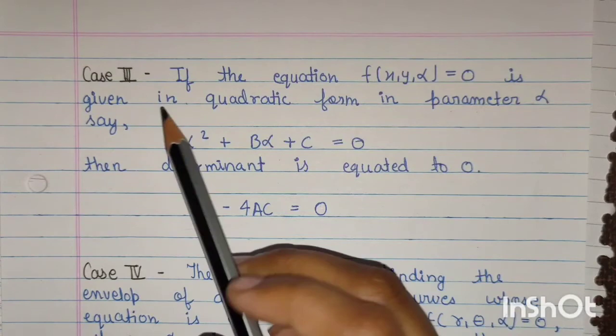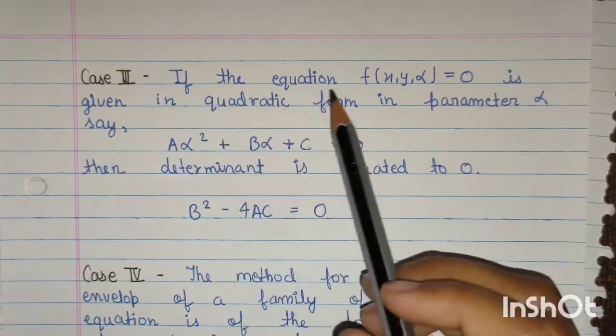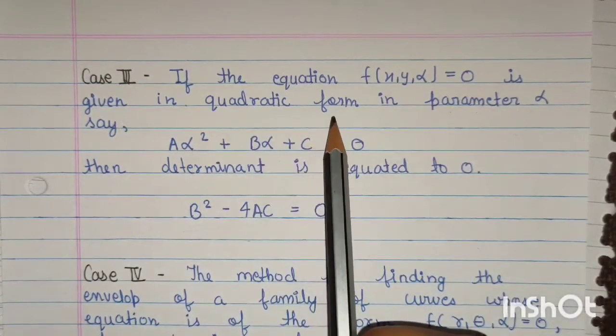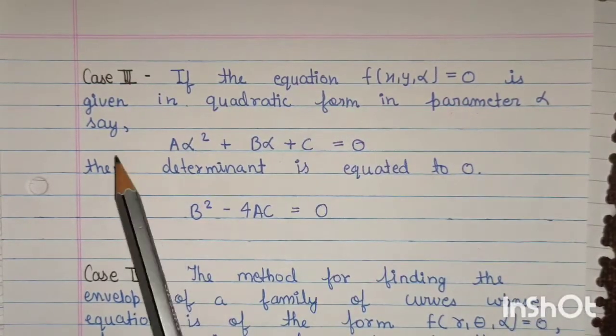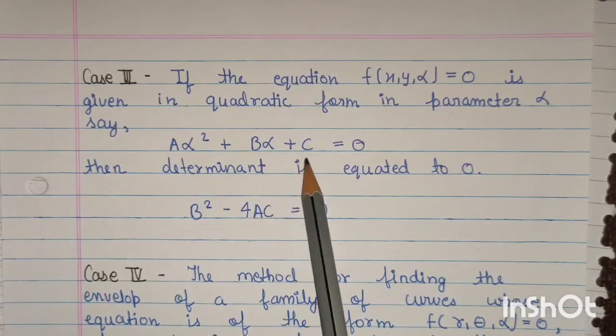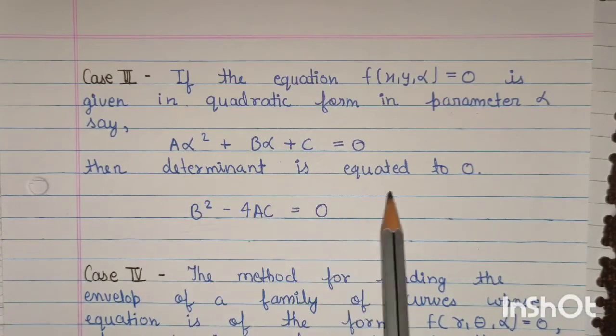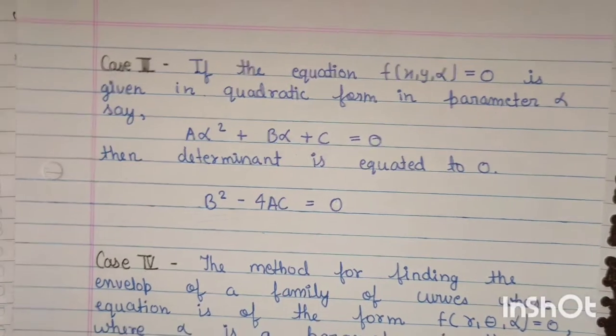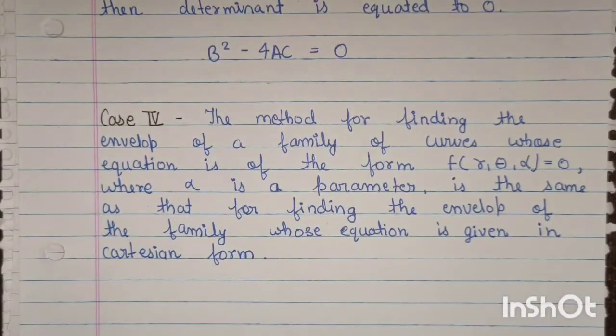Now we will see case 3, in which the equation is given in quadratic form. If the equation f(x, y, alpha) = 0 is given in quadratic form in parameter alpha, say a alpha² + b alpha + c = 0, then the discriminant is equated to 0, b² - 4ac = 0, which will be the equation of the envelope.